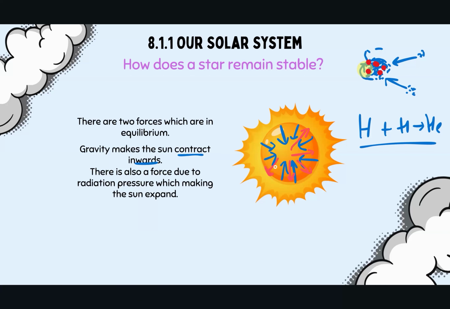And hence we get what we call the sun. This is why we get this size here. The sun that we see in the sky, the reason it's that big is because of the balance between these two forces. So there's also a force due to the radiation pressure, which is making the sun expand. So one, gravity is pulling it inwards, and the fusion reaction and the radiation that's occurring within the sun is pushing it outwards.